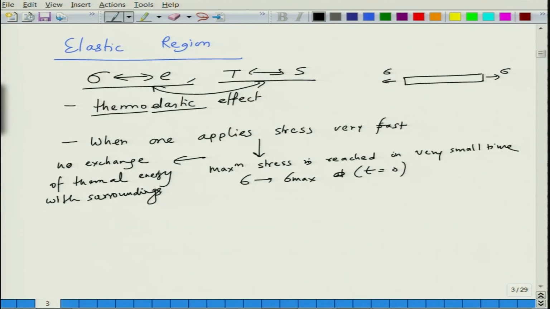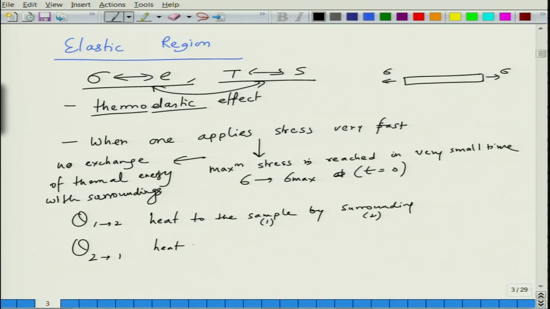So, the sample does not exchange any thermal energy with its surroundings. So, heat exchanged from the sample. Let us say 1 is the sample and 2 is the surroundings. So, Q1 to 2, heat to the sample by the surroundings, or Q2 to 1, heat to the surrounding by the sample, both are equal to 0, which means there is no exchange of heat.